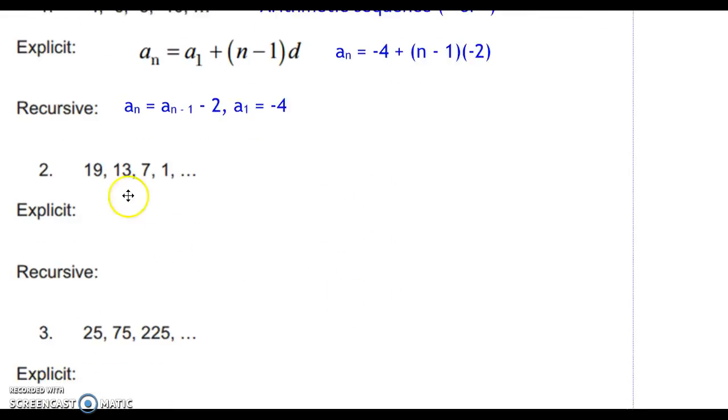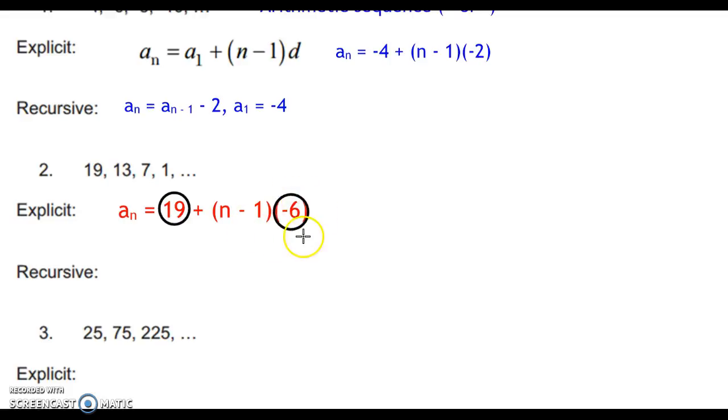We're going to do that for this sequence, which is 19, 13, 7, 1. Looks like we're subtracting 6 to get the next term. So I'll give you the explicit formula first, and then we'll write the recursive from it. All right, here you see a sub n is equal to 19, and 19 we considered to be the first term, plus n minus 1 times -6, and that -6 is equivalent to our common difference.